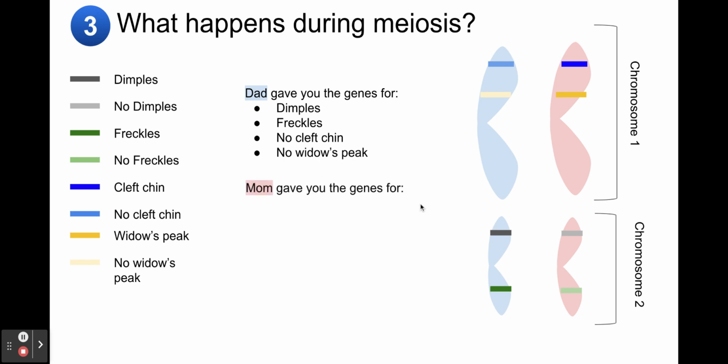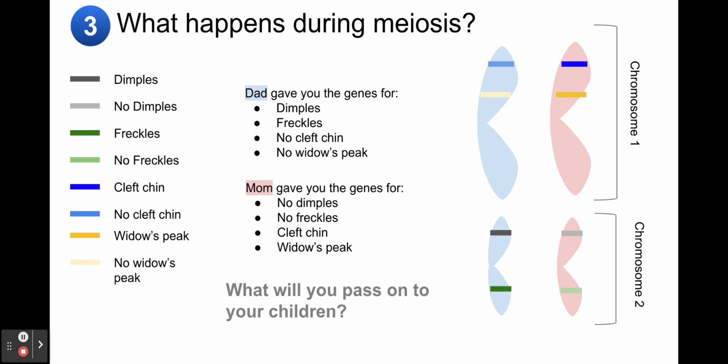From your mom, you inherited the genes for no dimples. So check, that is light gray, the gene for no dimples, the gene for no freckles in light green, the gene for cleft chin in dark blue, and then the gene for widow's peak in dark yellow. So these are the genes that you have in all of your cells, but the question in meiosis is not what do you have? The question is what will you pass on to your children?